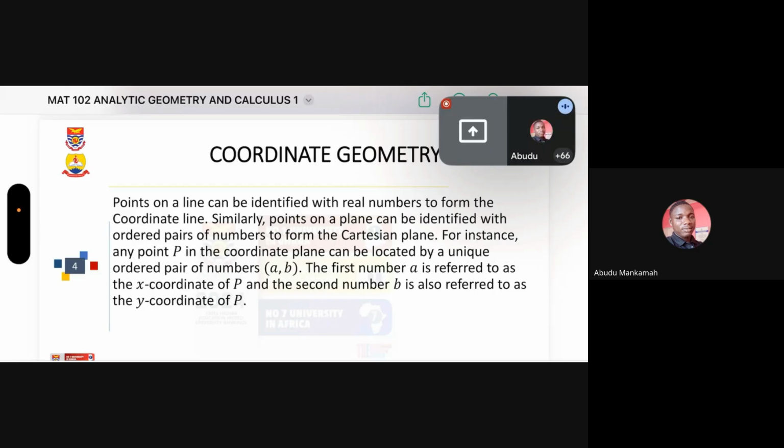Okay. So as I was saying, points on a line can be identified with real numbers to form the coordinate line. Similarly, points on a plane can be identified with ordered pairs of numbers to form the coordinate plane. So when we take the plane, each point can be identified with an ordered pair.